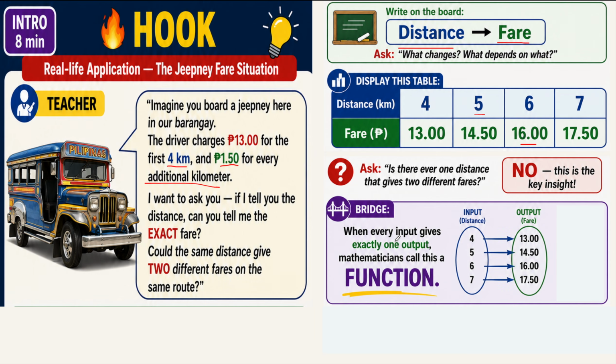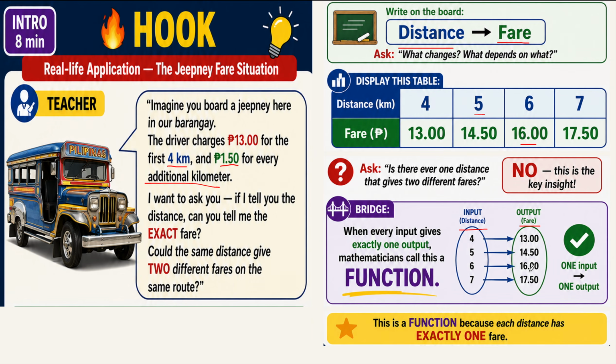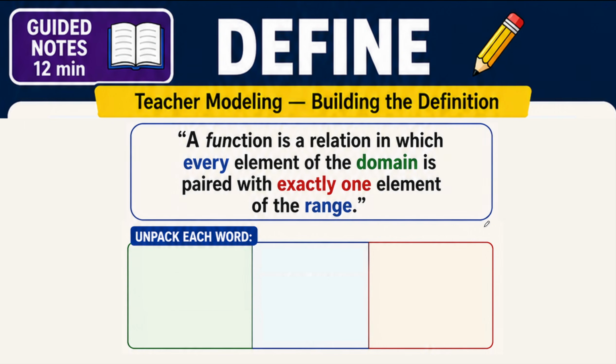Okay? Bawat input, parang ganito yung sa mapping diagram, may kanya-kanyang output. Ang input is the distance, ang output is yung pamasahe. Okay? So, again, tandaan natin yung function definition, exactly one fare. Bawat distance ay may kanya-kanyang pamasahe. Okay? So, again, the formal way to define it is a function is a relation in which every element of the domain is paired with exactly one element of the range.